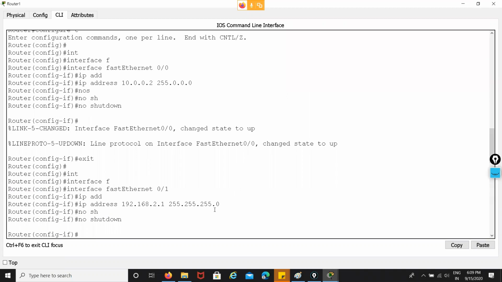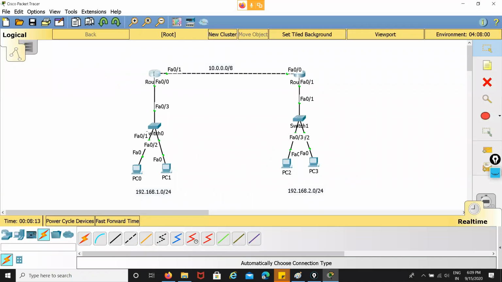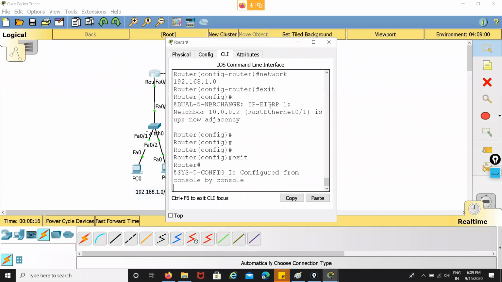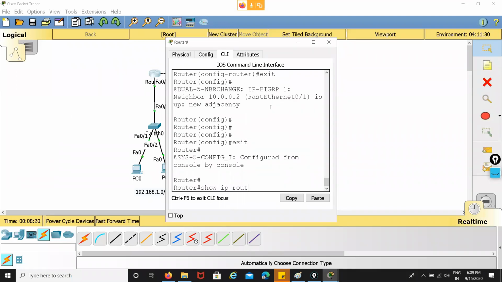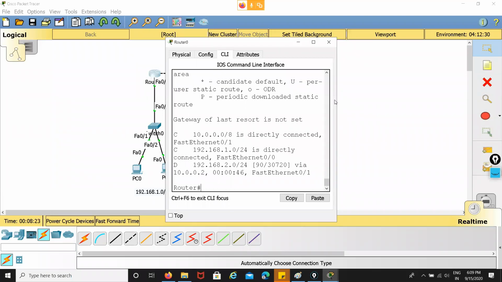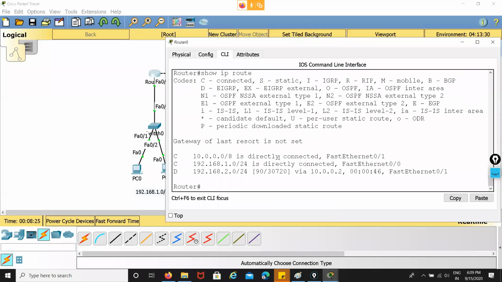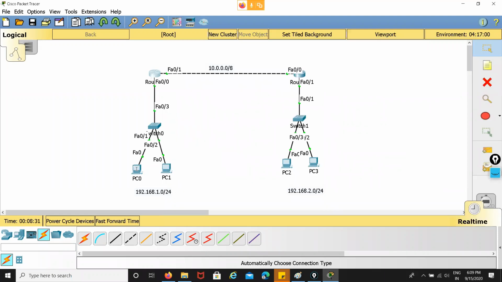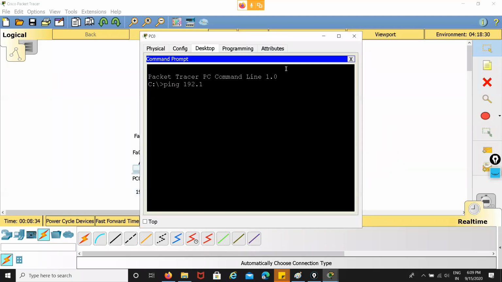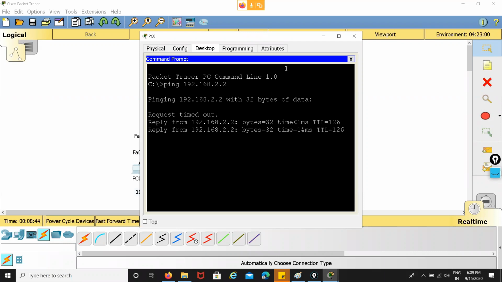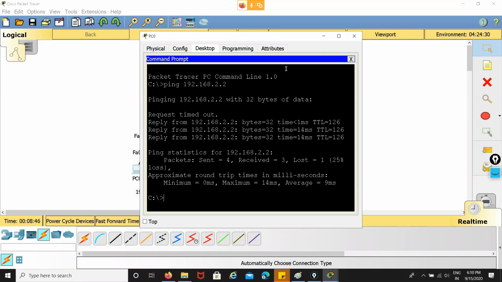Like this, you can also check over this specific router. It can also get the information of 2.0. Now you can see, if I try to ping from PC0 to PC2, 192.168.2.2, the first packet will be dropped and the remaining are pinging properly. Yes, done. So this is the basic configuration of the dynamic protocol named EIGRP.